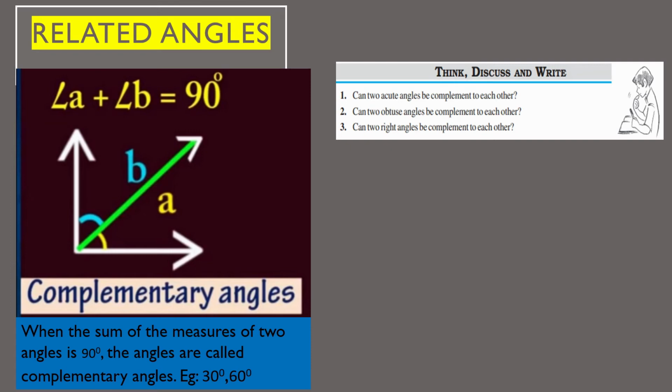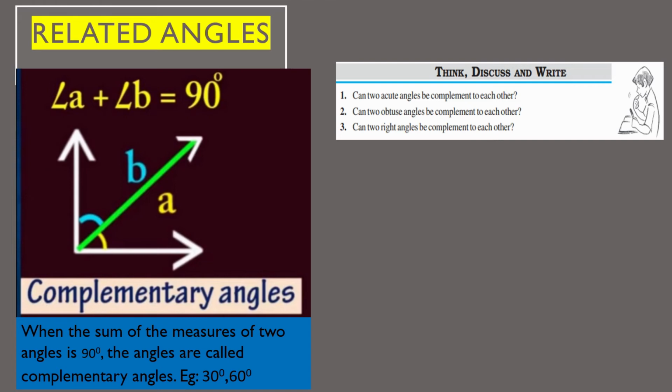Second question, can two obtuse angles be complements of each other? No, it is not at all possible because the sum of two angles must be equal to 90 degrees. Then only we can say that they are complements of each other. Therefore, one of the obtuse angles itself is greater than 90. Therefore, this case is not possible.